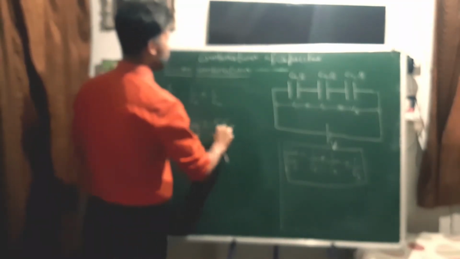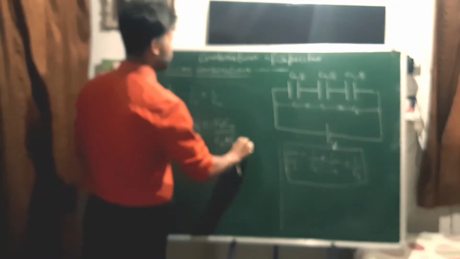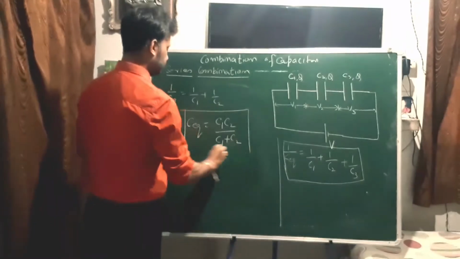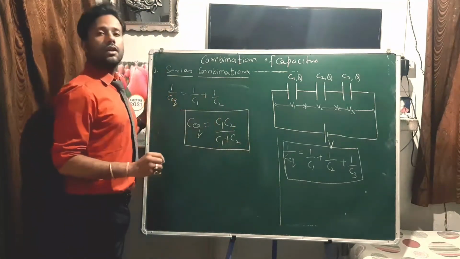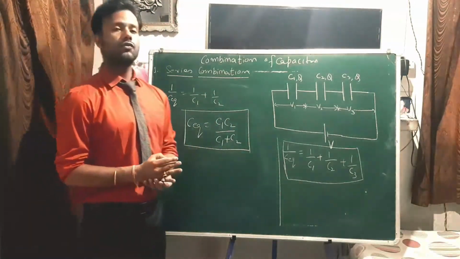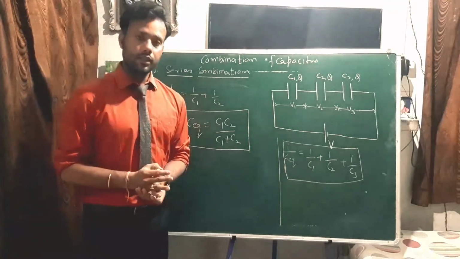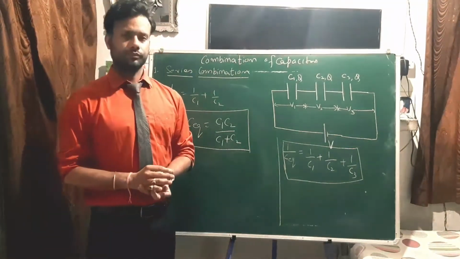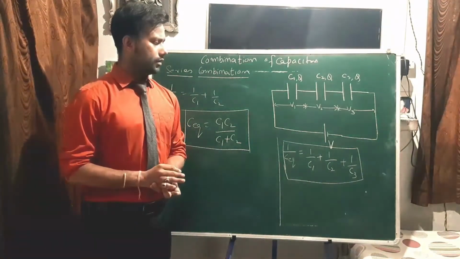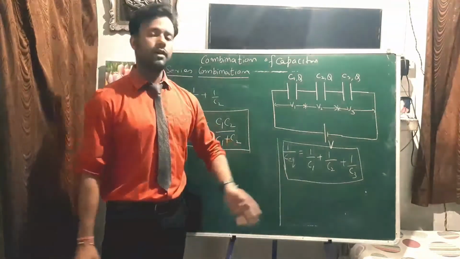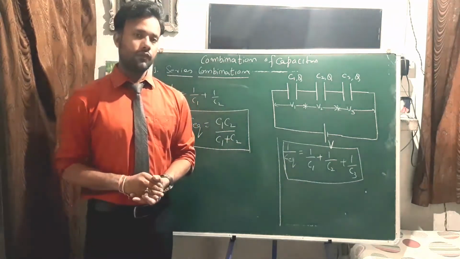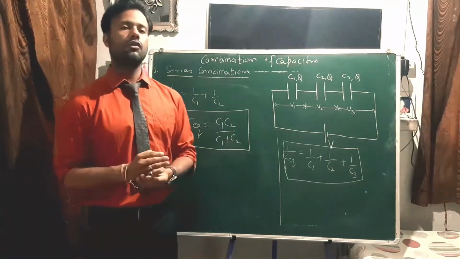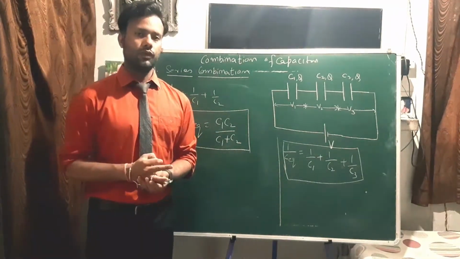How? Take the LCM. When you take the LCM, this formula will become C equivalent equals C1 C2 upon C1 plus C2, right? So this formula is very useful when we have two capacitors in series. If we have more than two, then it is easy to apply the earlier formula, but if we have two capacitors, then we can directly apply this formula and calculate the equivalent value of the capacitance.